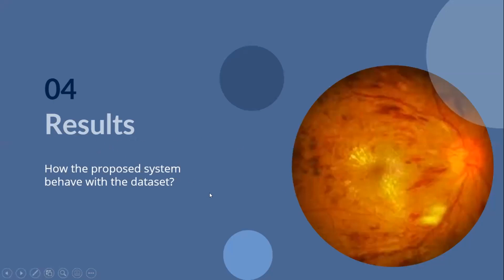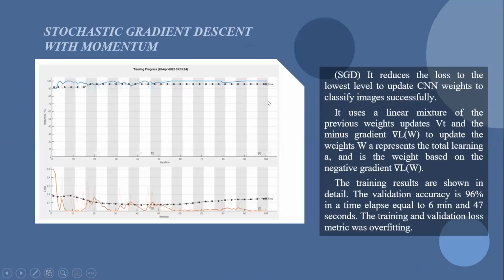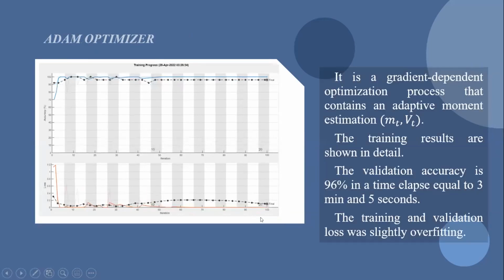It is the results. We have three training options. The first one, stochastic gradient descent with momentum. The training results are shown in detail. The validation accuracy is 96% in a time elapsed equal to 6 minutes and 47 seconds. The training and validation loss metric was overfitting.